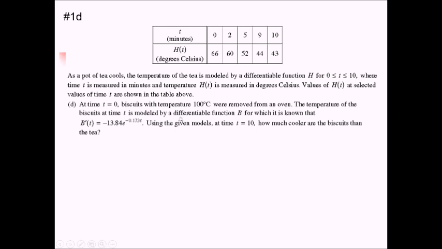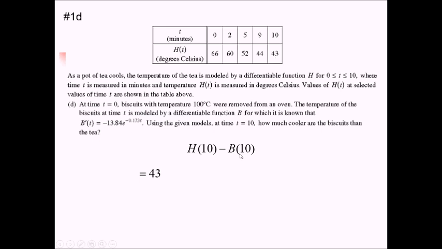Using these models, at time 10, we want to know how much cooler the biscuits are than the tea. If I knew what their temperatures were, I could just take the biscuit temperature and subtract that from the tea temperature, and that would give me my answer. So basically, h of 10 minus b of 10 is what I'm trying to find here. The good news is I already know what h of 10 is. Looking at my table, that's just 43 degrees.